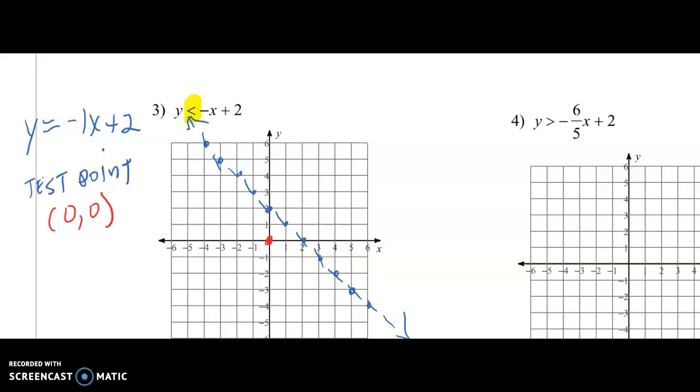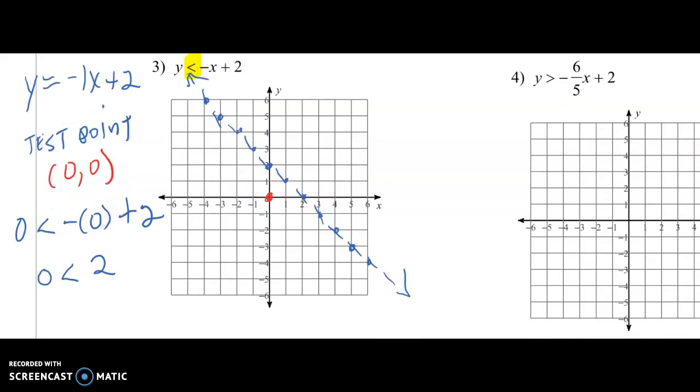Now we're going to have to figure out what side of that boundary line to shade. So again, we're going to pick a test point, like the origin (0, 0), and plug it into the inequality to see what sort of inequality statement we're left with. Here we're left with a statement, 0 is less than 2, and that's a true statement. Because the test point (0, 0) gave us a true statement with respect to the inequality, that means it is a solution, and the side of the boundary line that it lies on contains all other solutions.